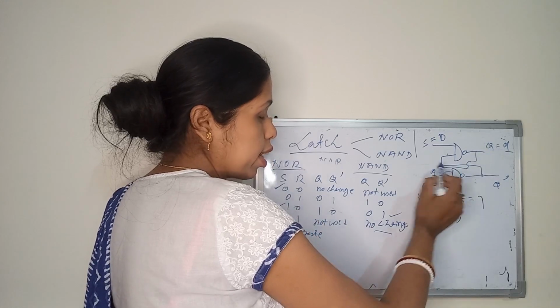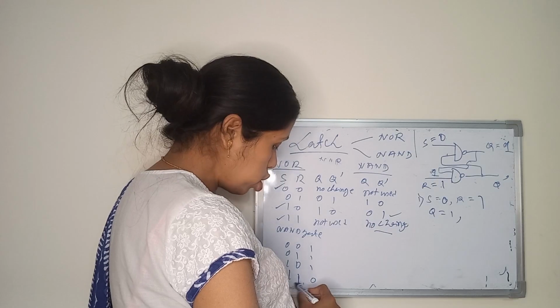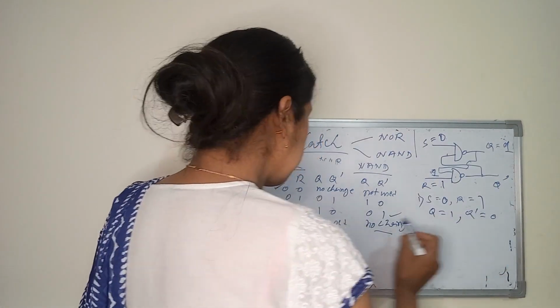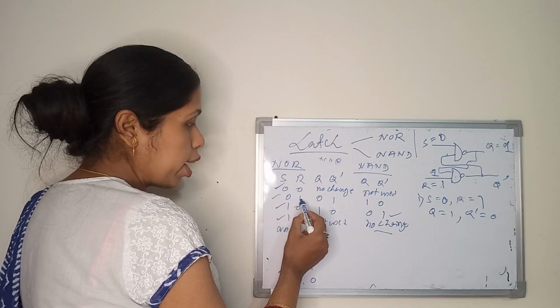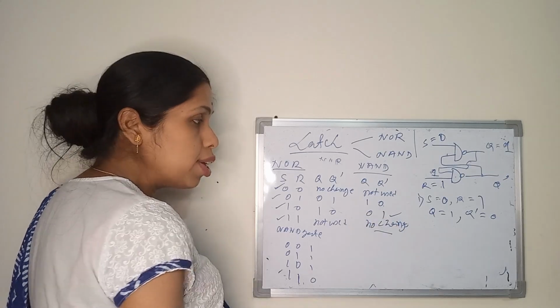Okay, this 1 is entering here. Now along with the R is also 1. So both inputs are 1 1, which means output is 0. My Q prime is 0. Now you can see if I give S as 0 and R as 1, for the NAND gate I am getting Q is 1 and Q prime is 0.